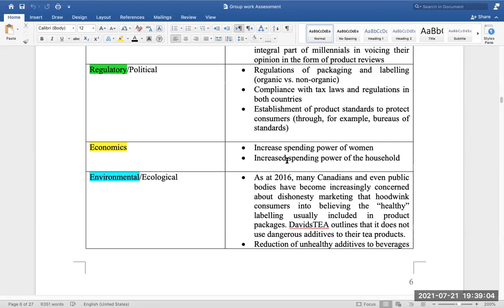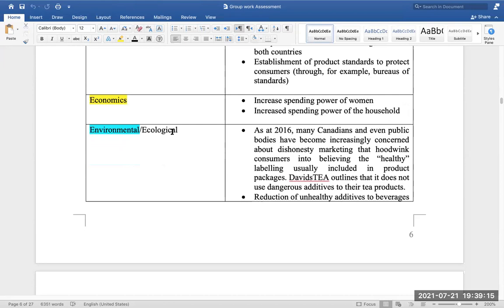So if it's a male, it might be John. If it's a female, it might be Michelle. All right, environmental/ecological, and you can avoid the word ecological.